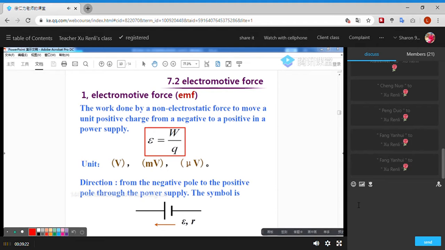If we want to move positive charge from the negative pole to the positive pole, we need to have non-electrostatic force. Only non-electrostatic force can move the positive charge from the negative pole to the positive pole.